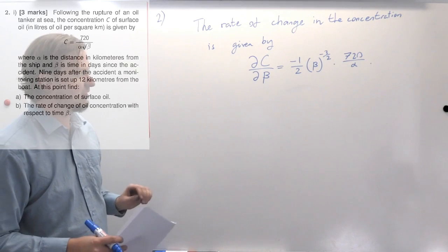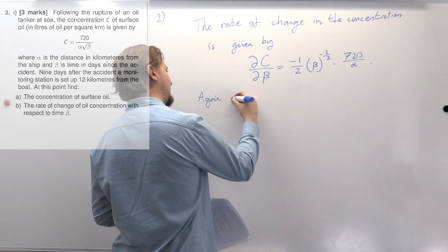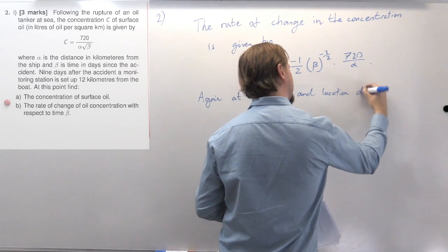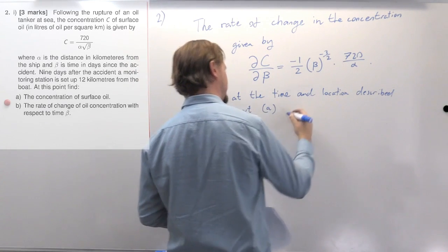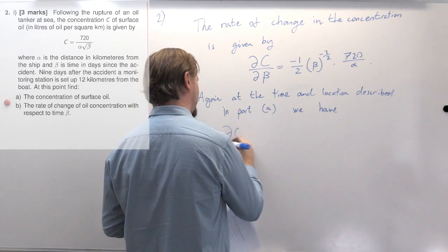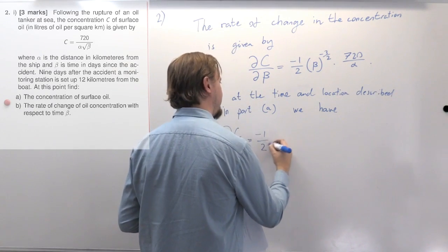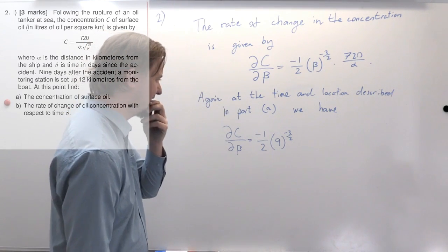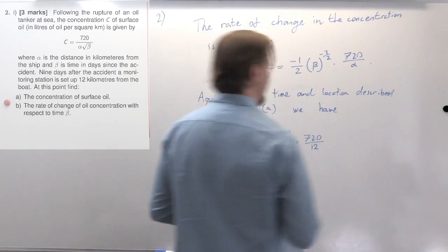This does have units, but I won't add them just here. I'll add them when I actually calculate the number. So again, at the time and location described in part A, the rate of change of the concentration with respect to time is going to be minus 1/2 times 9 to the minus 3/2 times 720 over 12.